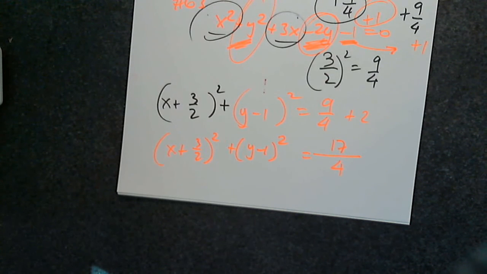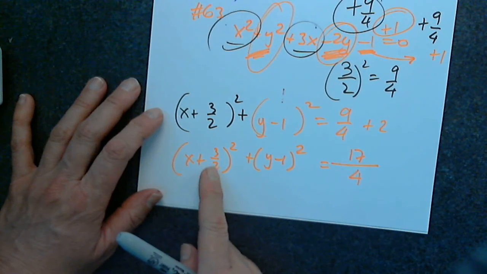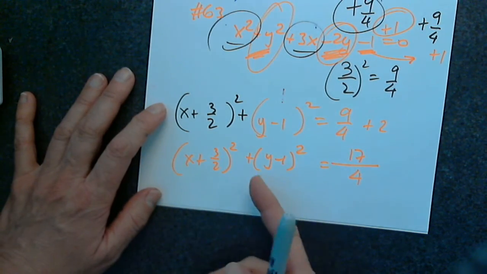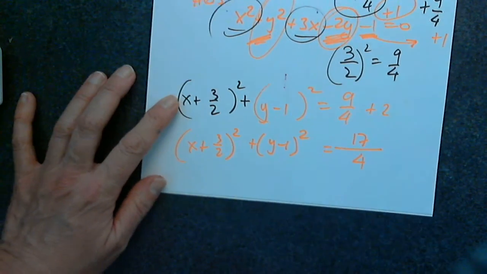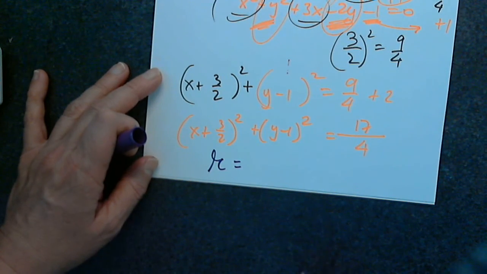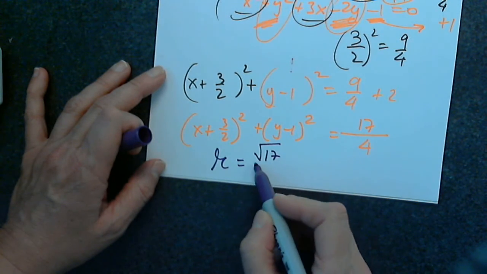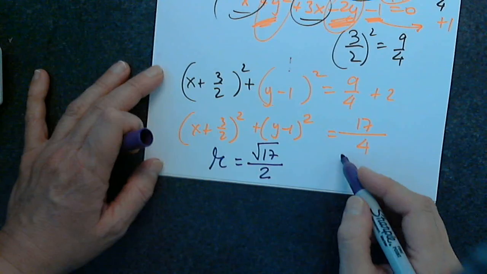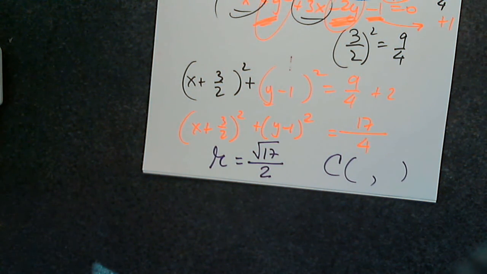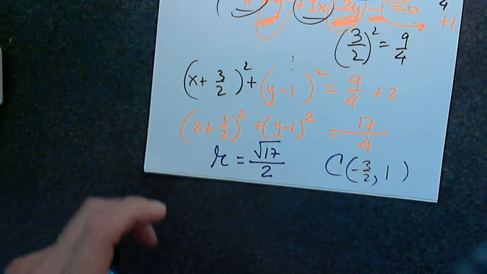Is this the equation of a circle? Yes, it is. Why? How do I know? Because I was able to complete the square with x, y and a number squared, and a number on the other side. Can anyone give us the radius of this circle? No approximation. The square root of 17 divided by 2. Can anyone give us the center of the circle? Negative 3/2, comma 1.